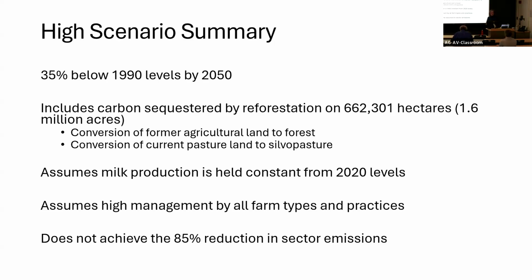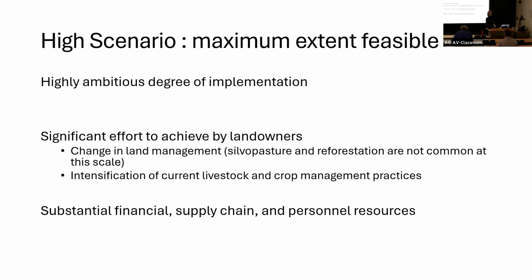It assumes high management by all farm types and practices, and it does not achieve the 85% reduction in ag sector emissions. It is extremely ambitious to implement. It will take significant effort by landowners to change the land management and also to intensify the practices. It will take substantial financial, supply chain, and personnel resources.